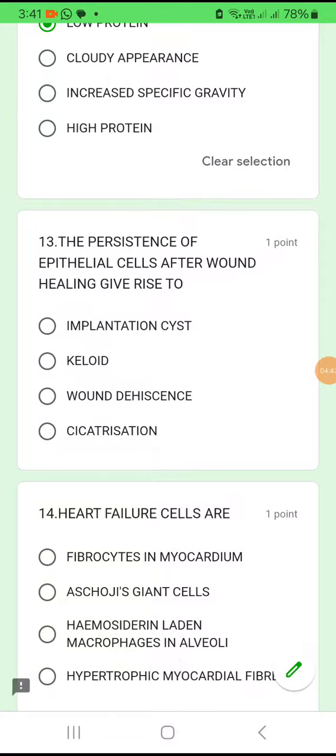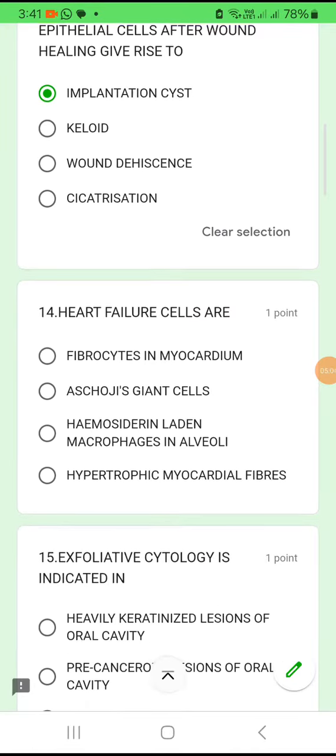13th question, the persistence of epithelial cells after wound healing gives rise to. Whenever there is a persistence of epithelial cells after wound healing, it will result in cyst formation. So option A, implantation cyst, B, keloid, C, wound dehiscence or cicatrization. So answer is a cyst, implantation cyst.